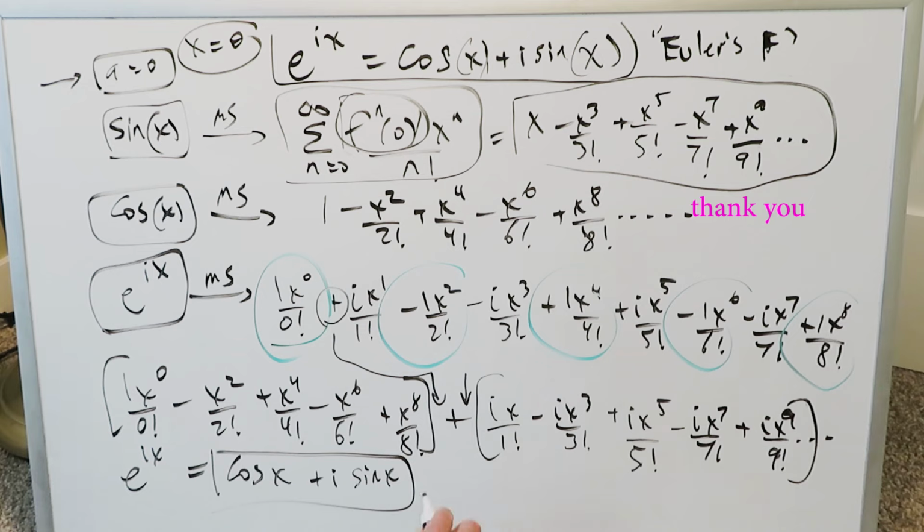And this form right here is perfect. e to the ix is indeed equal to cosine x plus i sine x, because their individual expansion series come into this derivation procedure. And that right there is the end of this video.